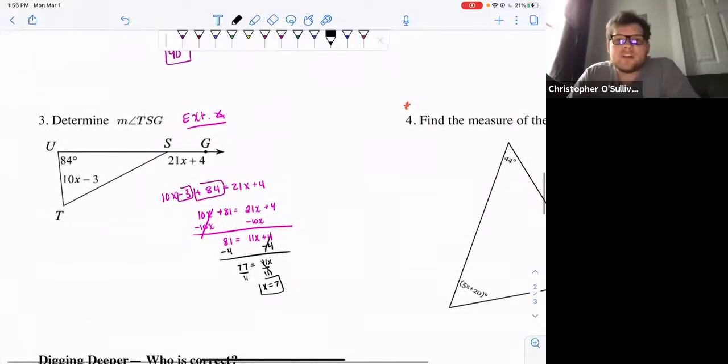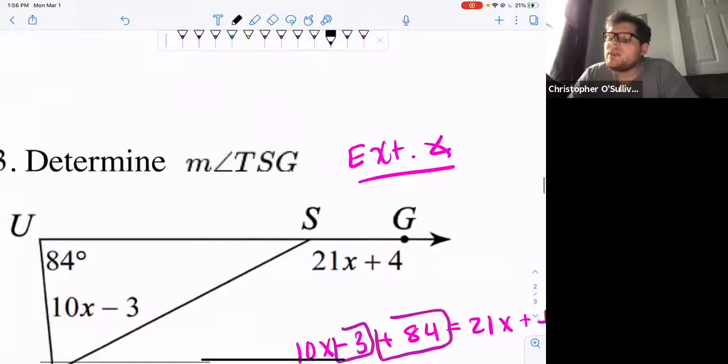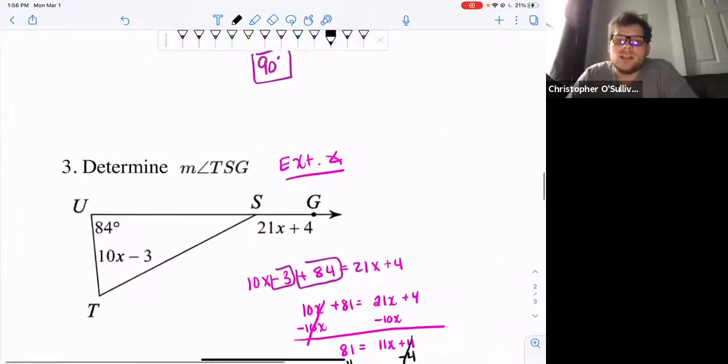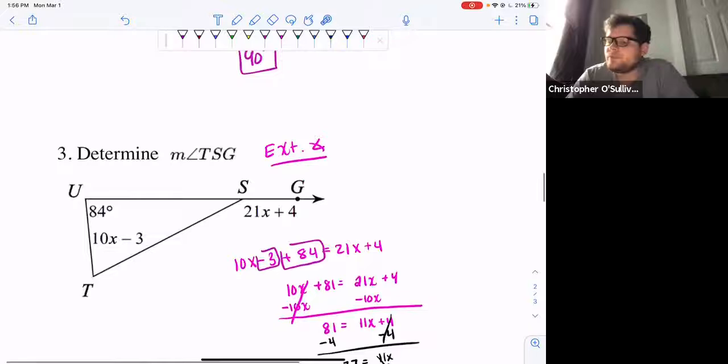But me and Miss C already have made a mistake so far, so we have to go back to the question. And it says, determine the measure of angle TSG. So if we look, we're not done. We only have one more step. We start at T, go to S, and end at G. So we want to find the value of this angle right here.